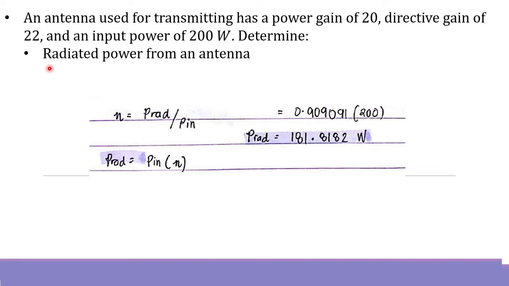Next, we'll be needing to have the radiated power from an antenna. So we will be using this formula. The antenna efficiency is equal to the radiated power over input power. So to get the radiated power, we will need to multiply input power by antenna efficiency, which will be 0.909091 times 200. So the radiated power from an antenna is 181.8182 watts.